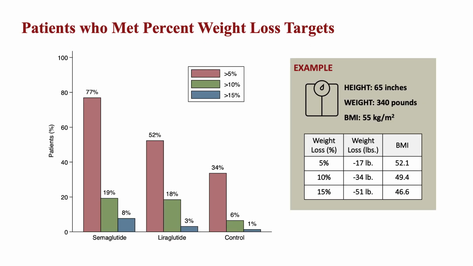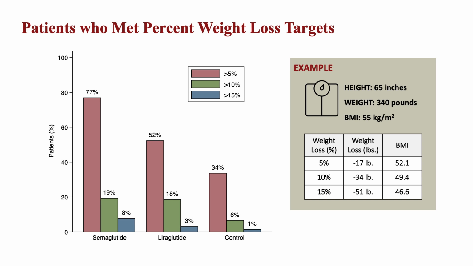This is the same data but presented differently. And I want to start by showing an example of what these numbers translate to for a patient. So in our clinic, here's an example patient who's 5'5", 340 pounds with a starting BMI of 55. A 5% total weight loss translates to a 17-pound weight loss, which reduces their BMI to 52. A 10% weight loss translates to 34 pounds of weight loss and a BMI of 49, which is also clinically significant.